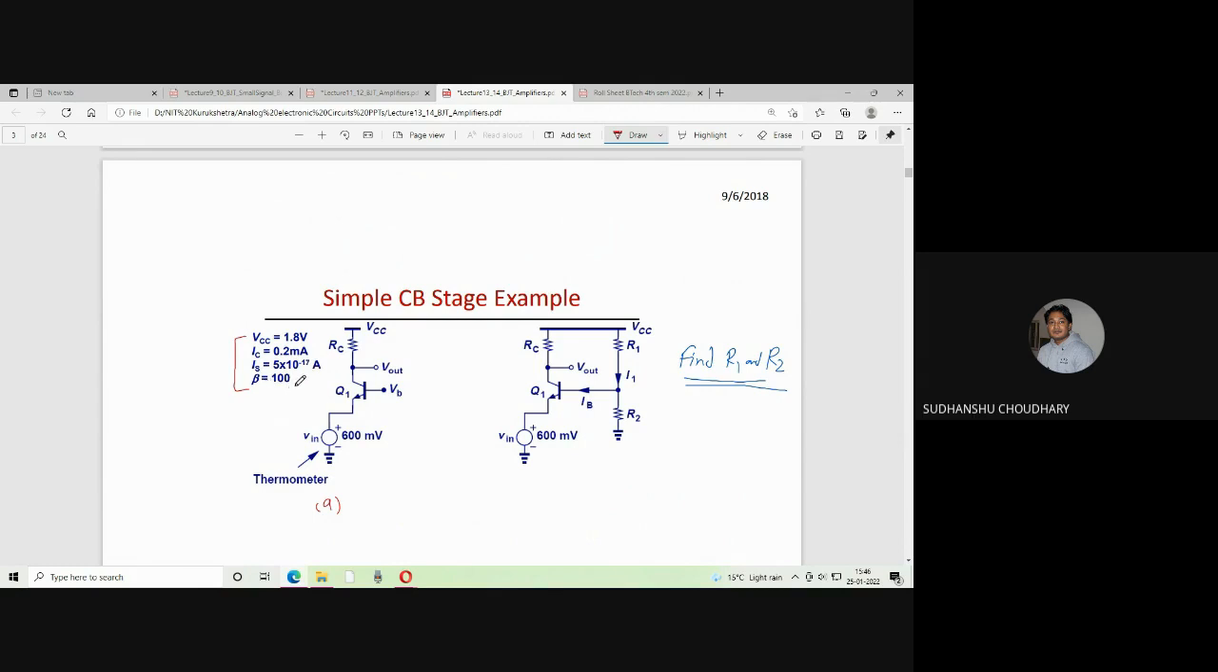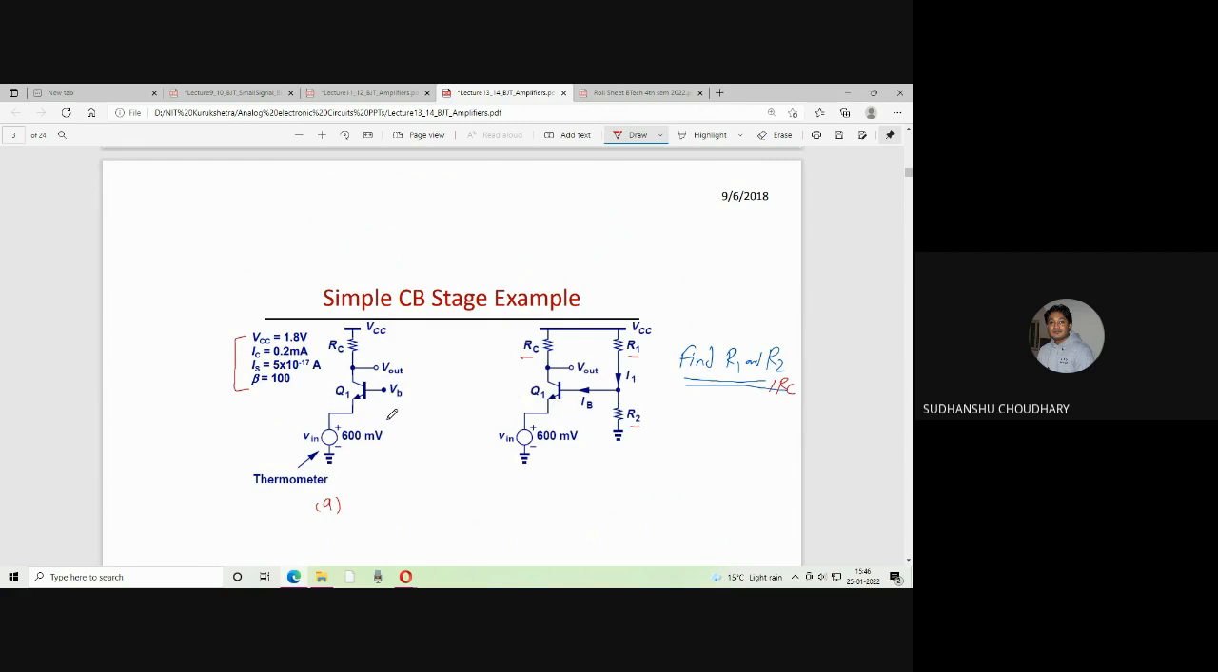Now one can bias this circuit by considering voltage divider bias, by putting R1 and R2 at the base. This way it can be better biased. So the problem here is to find the values of RC, R1 and R2. So how do we find this?